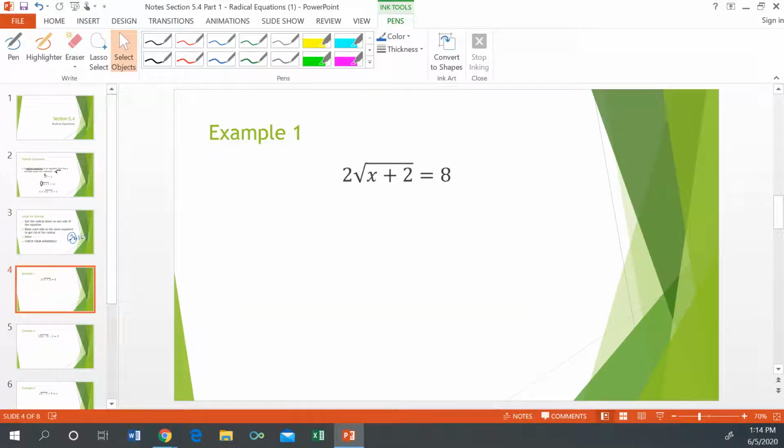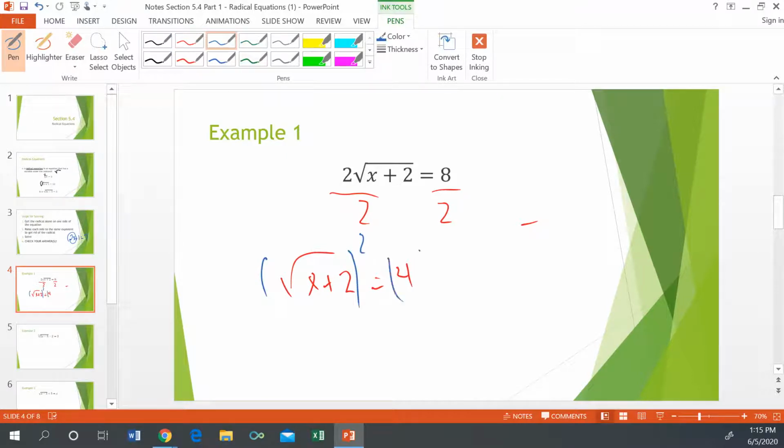What I tell students if they're having a hard time with this first scenario is, if you look at it like this, you would know what to do. You would divide both sides by 2. We divide both sides by 2 and get the square root of x plus 2 equals 4. How do I get rid of the square root? I square both sides. When you square a square root, you are left with just whatever is under the radical. 4 squared is 16, so x equals 14.